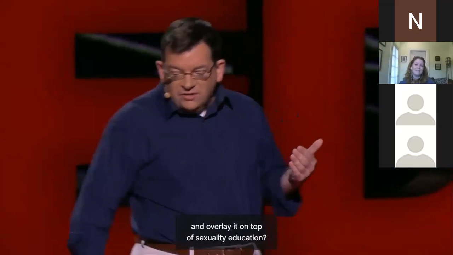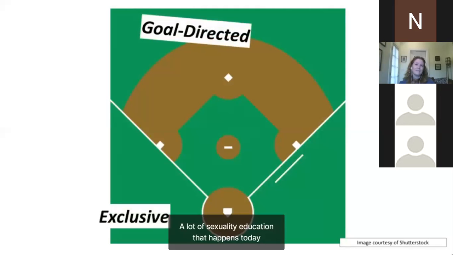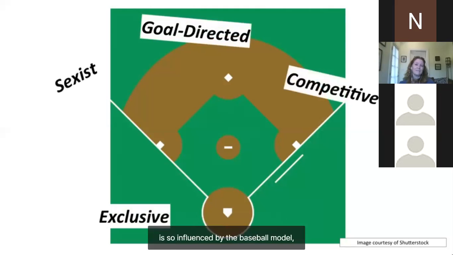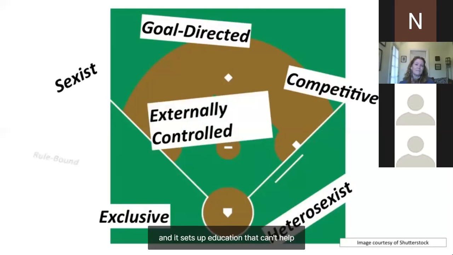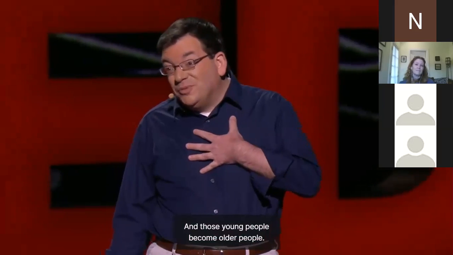So what if we could take this pizza model and overlay it on top of sexuality education? A lot of sexuality education that happens today is so influenced by the baseball model, and it sets up education that can't help but produce unhealthy sexuality in young people, and those young people become older people.